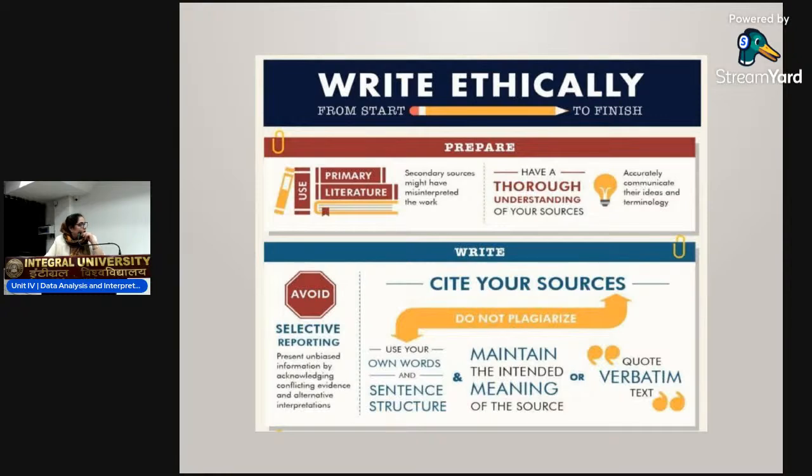So write ethically from start to finish. You are starting when you are preparing. So cite the correct sources. Cite your sources. Do not plagiarize. Quote verbatim text. Maintain the intended meaning of the source. Don't innovate. Try to understand the correct context, whatever it was meant. Avoid selective reporting. Fine?